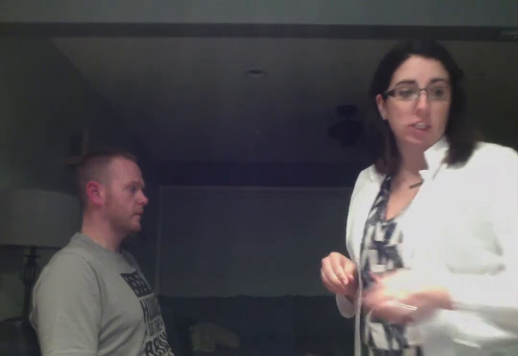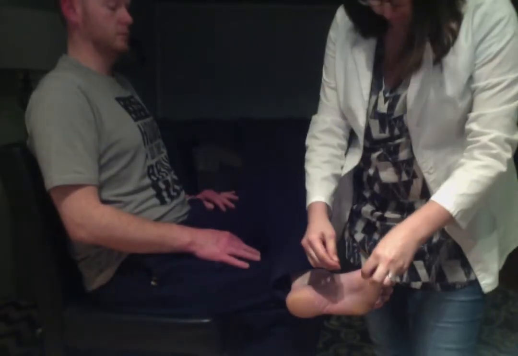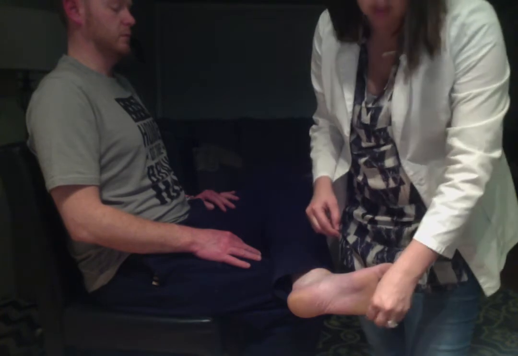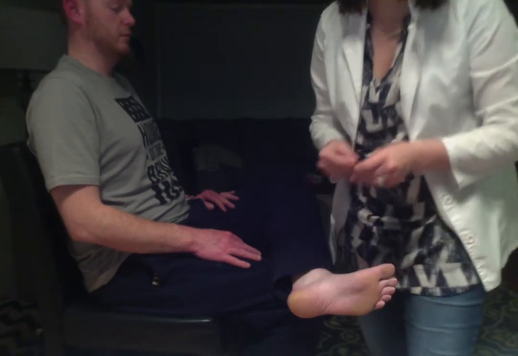Next, we're going to check two-point discrimination. We're going to alternate between touching the patient with one object or two objects and have them tell us whether they feel one or two objects. So we're going to check his feet. Two, one, one, two. Perfect.